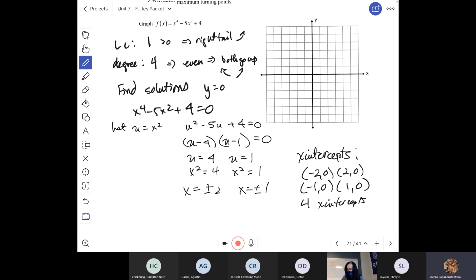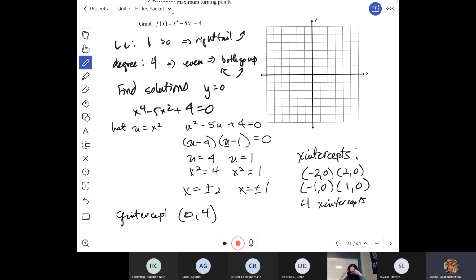Is there another point on the graph that I might want to know to help me graph? The y-intercept, yes. What is the y-intercept in a graph again? x equals 0. But graphically, what is it? It crosses the y-axis. It's the point 0, 4.